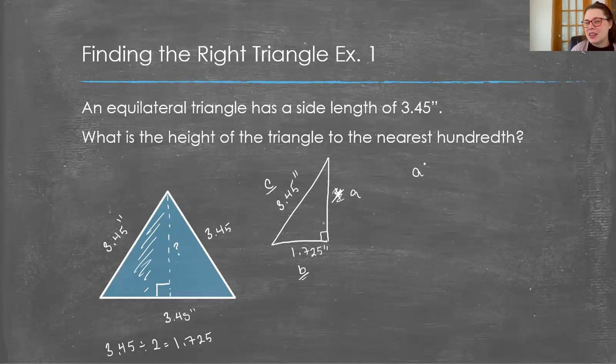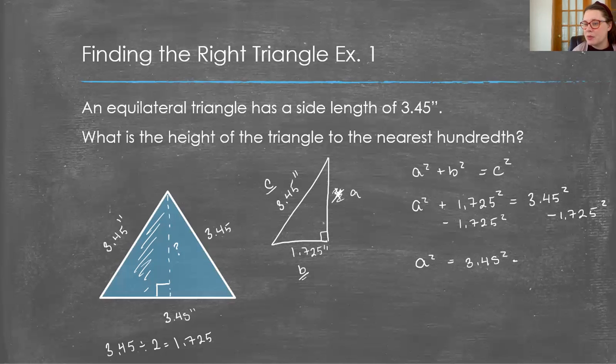So our equation says that a squared plus b squared equals c squared. We don't know what a is, so we're going to leave that, plus 1.725 squared equals 3.45 squared. Now we rearrange. We're moving that to the other side. So a squared is equal to 3.45 squared minus 1.725 squared.